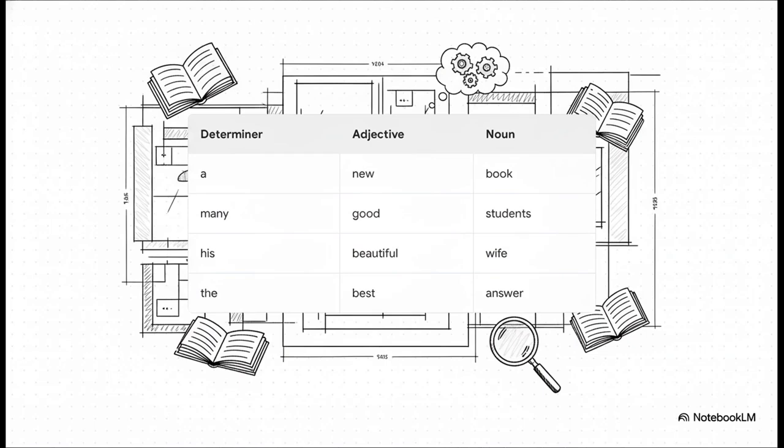And this table just lays it out perfectly. Look at a new book. A is the determiner, new is the adjective, and book is the noun. It's the same exact pattern for many good students and the best answer. See that? It's a super consistent blueprint.